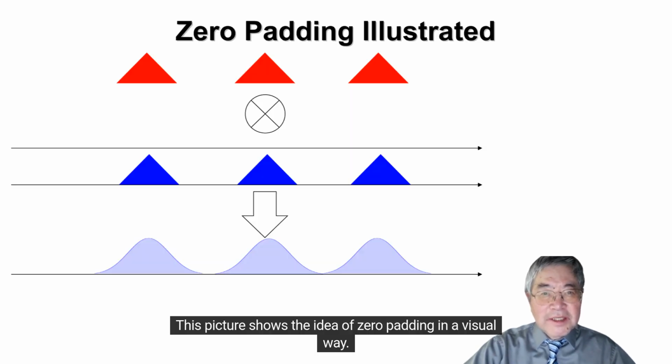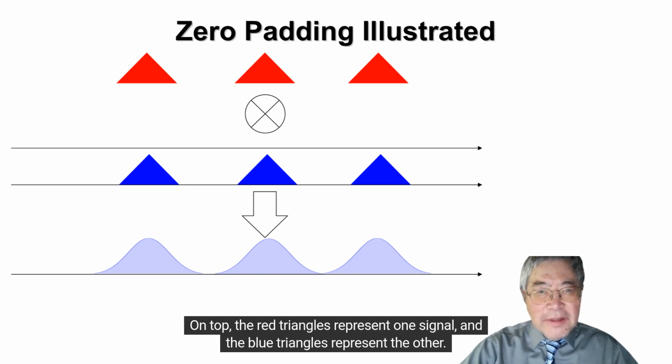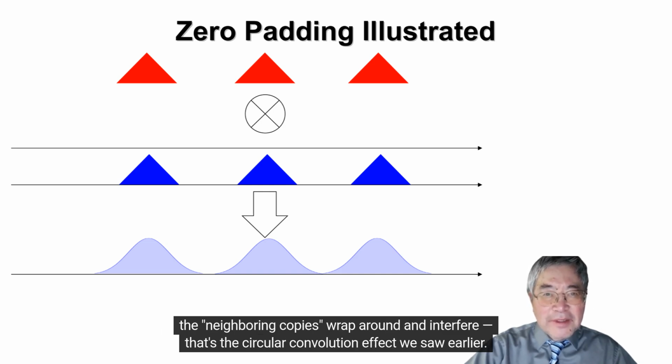This picture shows the idea of zero padding in a visual way. On top, the red triangles represent one signal and the blue triangles represent the other. Without padding, these shapes are repeated periodically, so when you slide them for convolution, parts from the neighboring copies wrap around and interfere. That's the circular convolution effect we saw earlier.